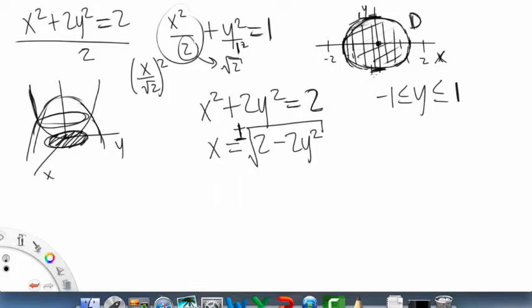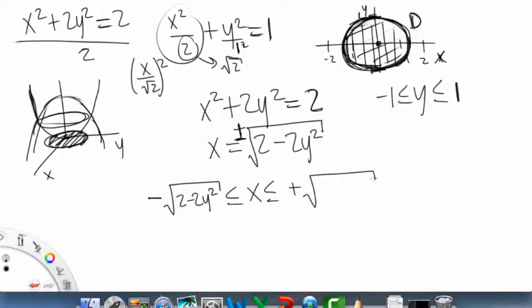Okay, so x equals either the negative square root, which would characterize the left side here, or the right side, which is when x is positive. So that would be the positive one. So x stays between, and I'll write it here, negative radical 2 minus 2y squared and positive radical 2 minus 2y squared.